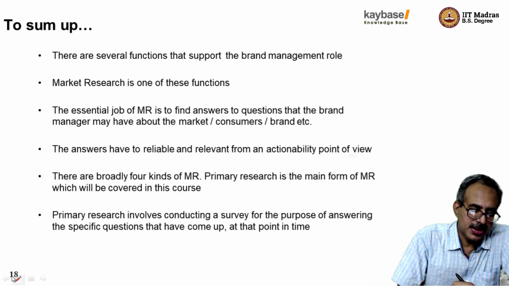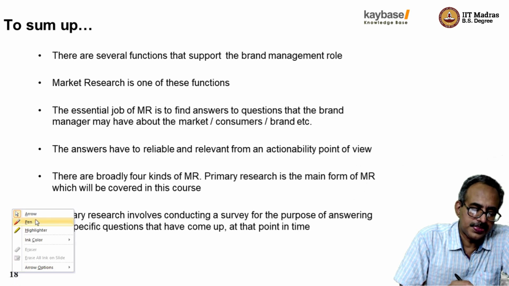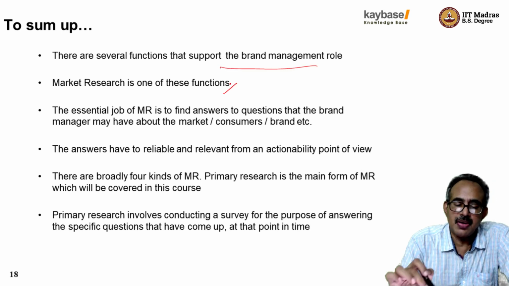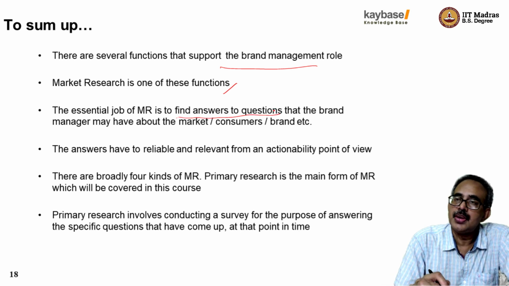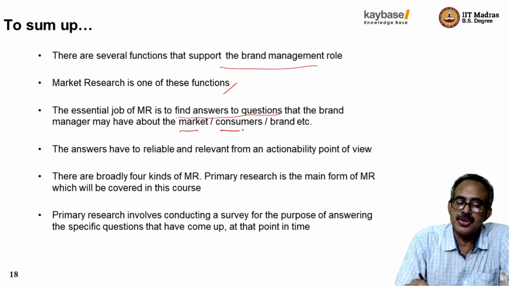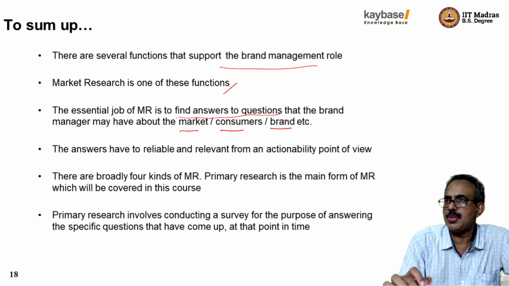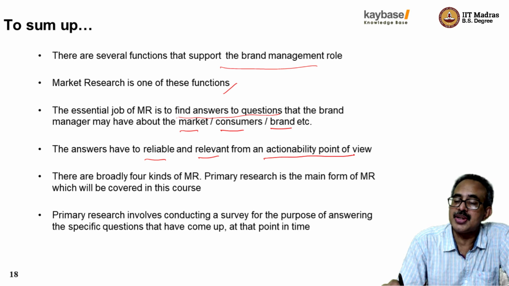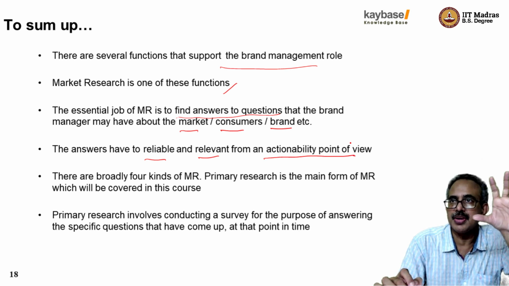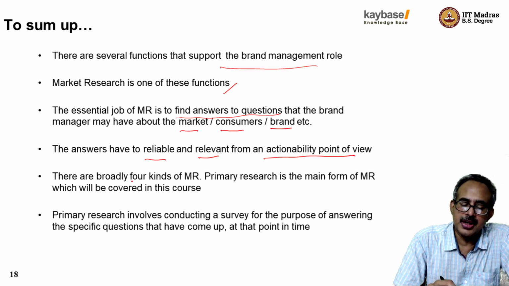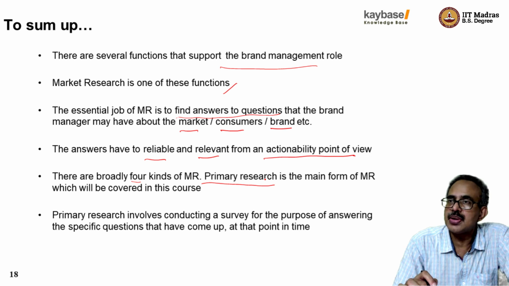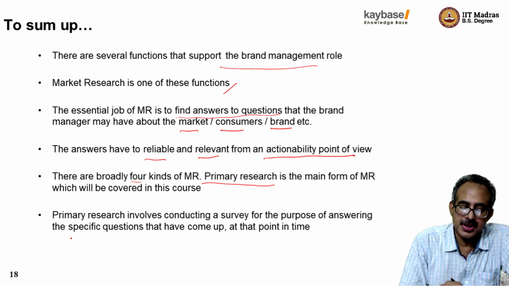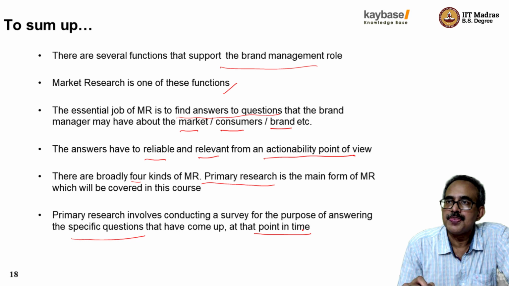So to sum up what market research is all about, there are several functions that support the brand management role, and market research is one of those functions. The essential job of market research is to find answers to questions that the brand manager may have about the market, about the consumers, about the brand, and so on. The answers have to be reliable and relevant from an actionability point of view. Actionability is the final, most important metric that we're looking for here. There are broadly 4 kinds of market research, and we'll be focusing mainly on primary research, which is survey research. So primary research involves conducting a survey for the purpose of answering the specific questions that have come up at that point in time, right?